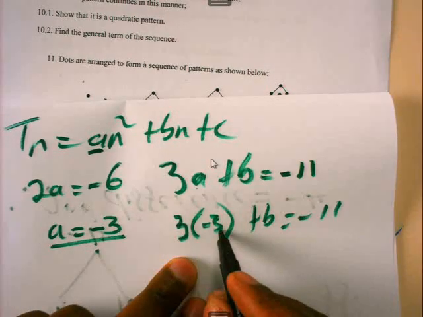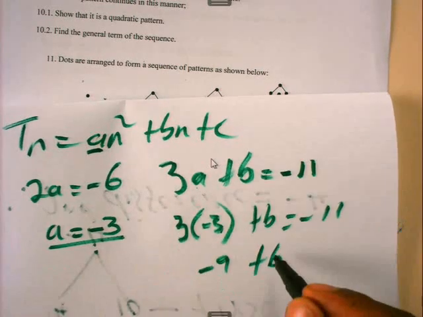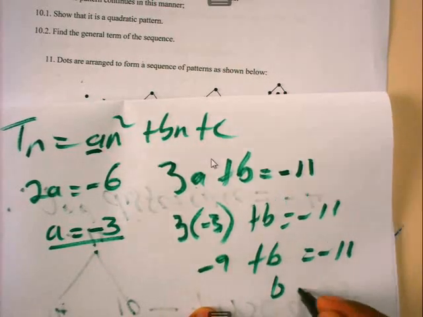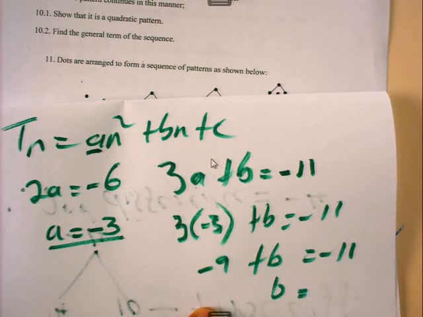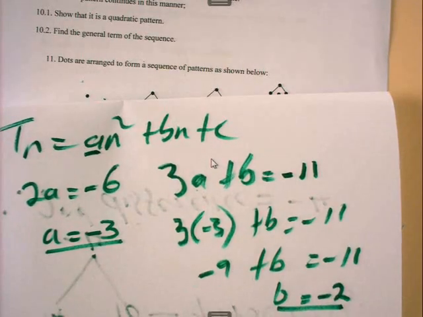You multiply that, they give you -9. -9 plus B is equal to -11. Then you transpose -9 to the right. If you transpose -9 to the right, then you'll be left with -11 plus 9, which will give you -2. You've got the value of B. You've got the value of A, you've got the value of B.